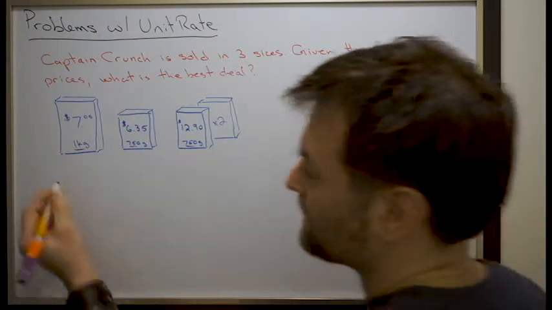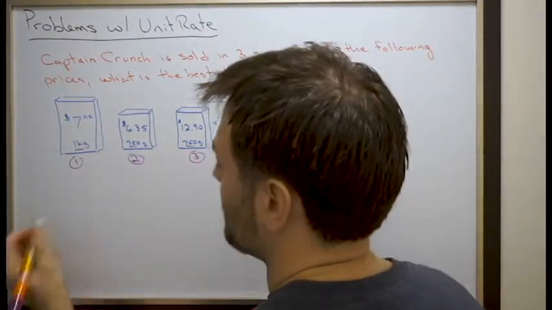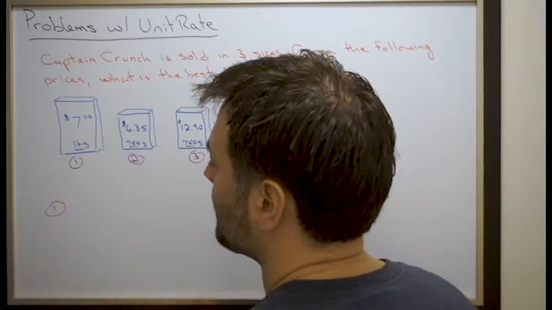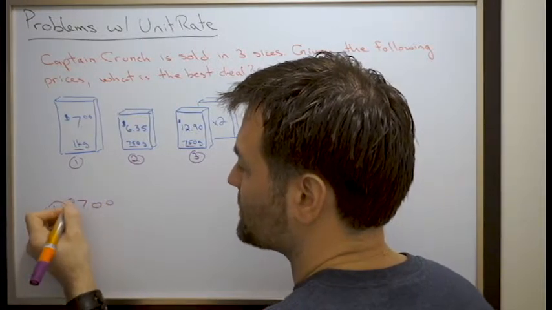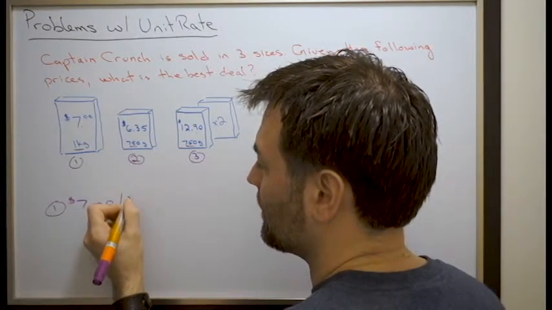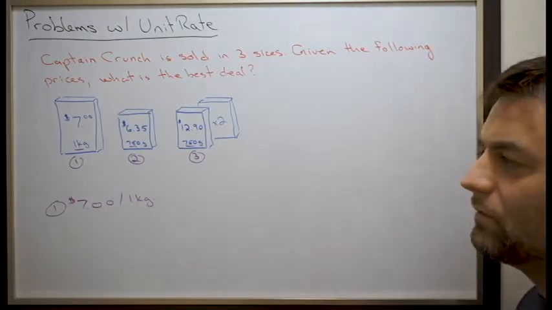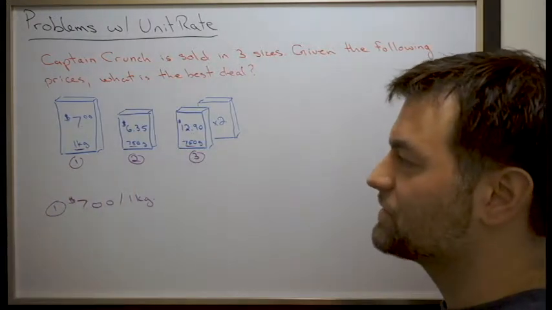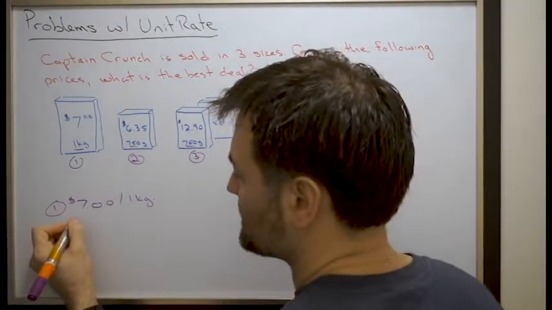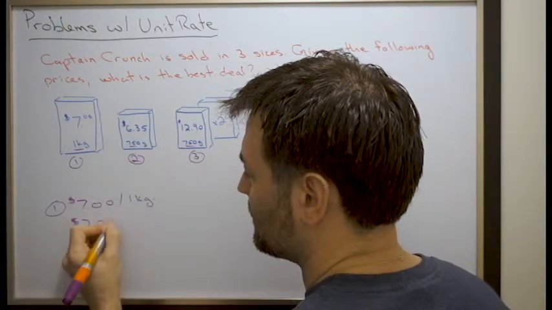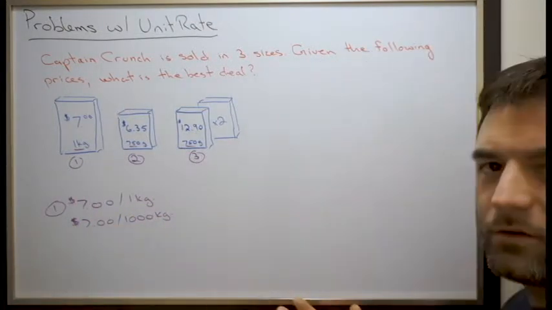So if we take a look at these, we'll call this option 1, option 2, and option 3. For option 1, we have $7 per 1 kilogram. Now, we need to get a consistent unit for all our questions, so let's change kilograms to grams, and there's 1,000 grams in a kilogram, so that's the same as $7 per 1,000 grams.